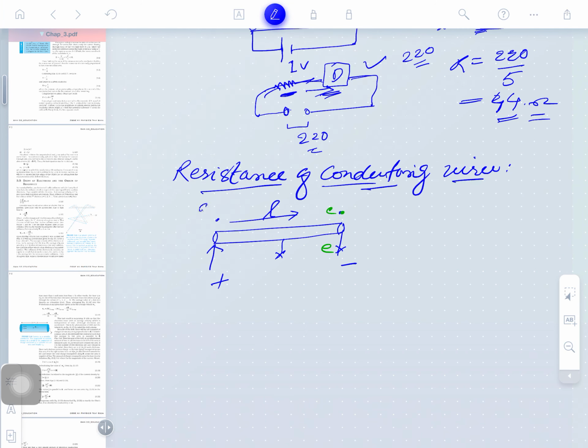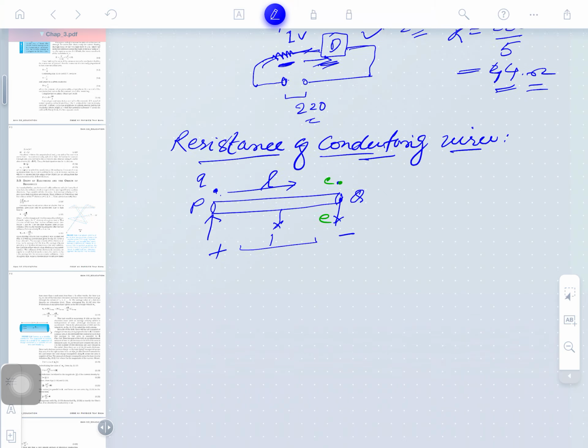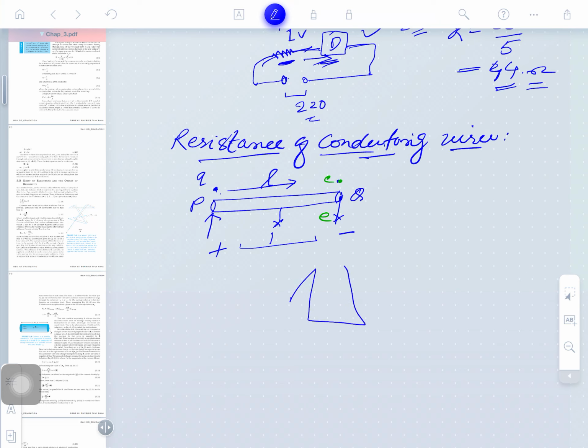Suppose one charge Q wants to reach the terminal, going from point P to point Q. Obviously the length is the path here. However, the motion of the charge inside the conductor is zigzag. But remember, we have to take the average, finally where it started its journey from and where it reached. So this is the resistance of conducting wires.